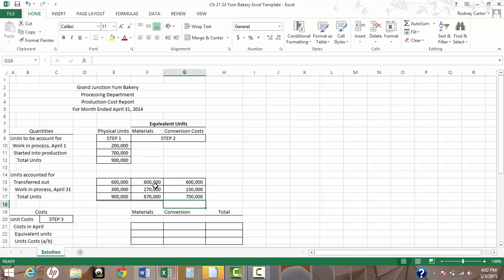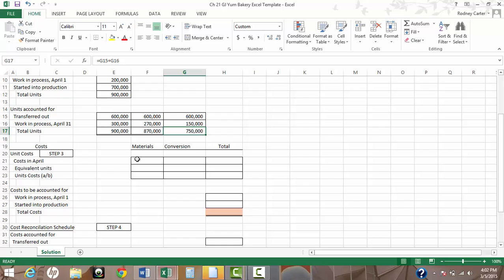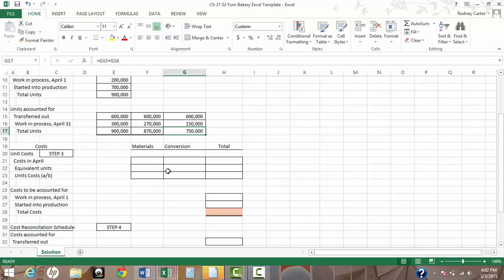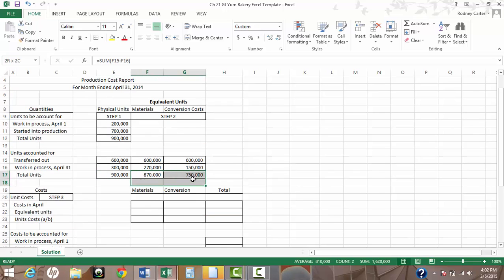So for materials, I have 870,000 equivalent units, and for conversion, I have 750,000 equivalent units. Now, I'm going to bring this data right down here, because in this step 3, we need to know equivalent units. Well, we just calculated it. For materials, our equivalent units was 870,000, and for the conversion side, we had 750,000 equivalent units.